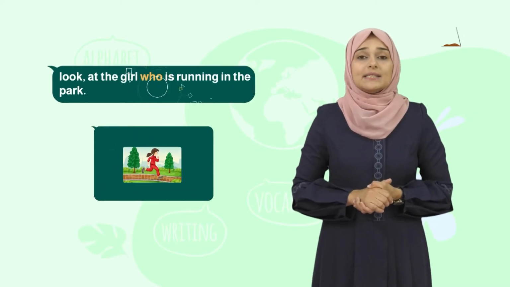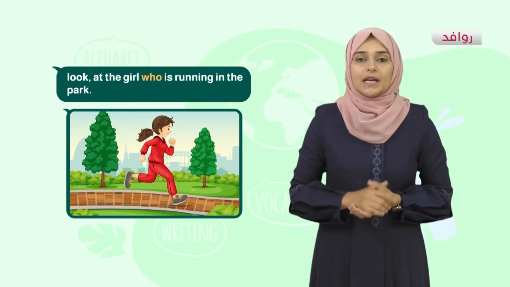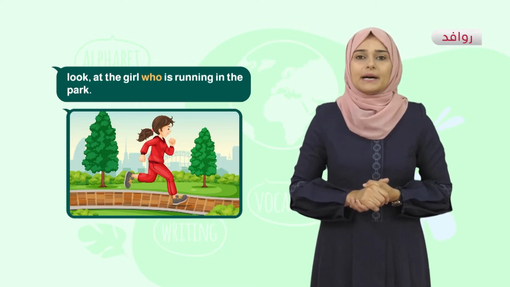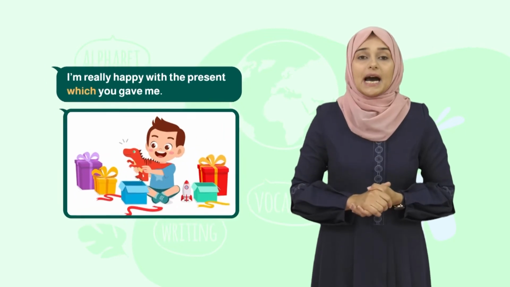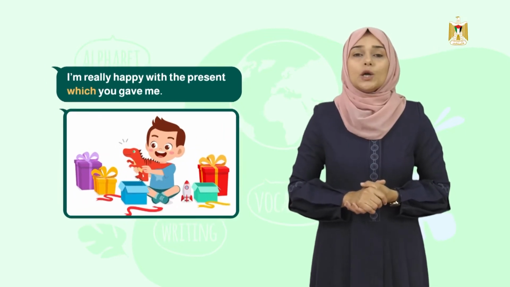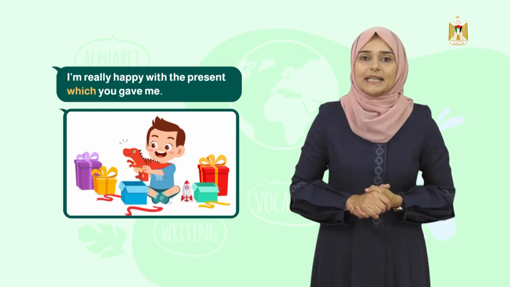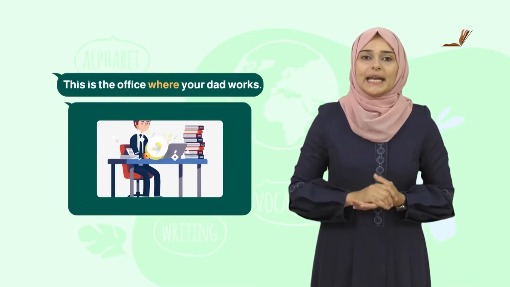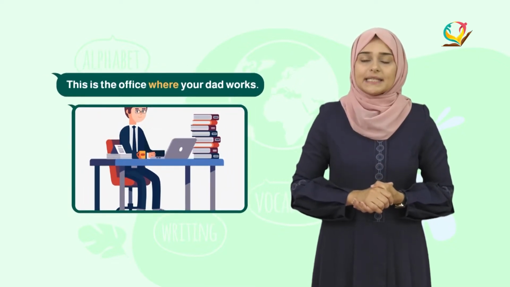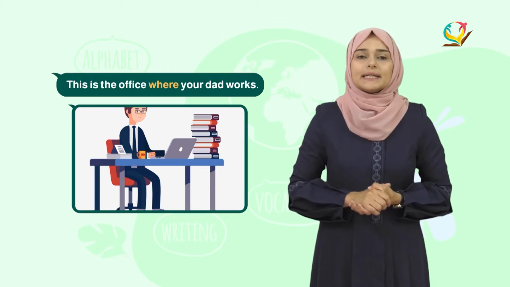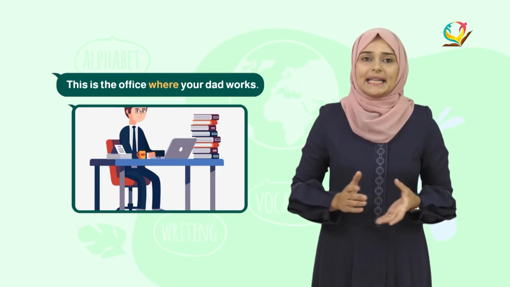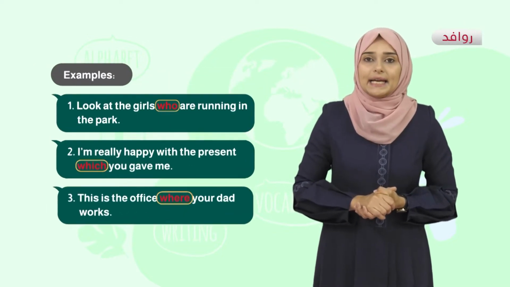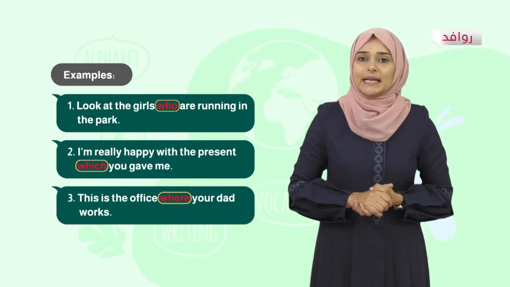First of all, let's read these examples. Number 1. Look at the girl who is running in the park. Number 2. I'm really happy with the present which you gave me. أنا سعيد جدا بالهدية التي أهديتني إياها. Number 3. This is the office where your dad works. هذا هو المكتب الذي يعمل به والدك. Notice the words written in red. لاحظ الكلمات التي كتبت باللون الأحمر.